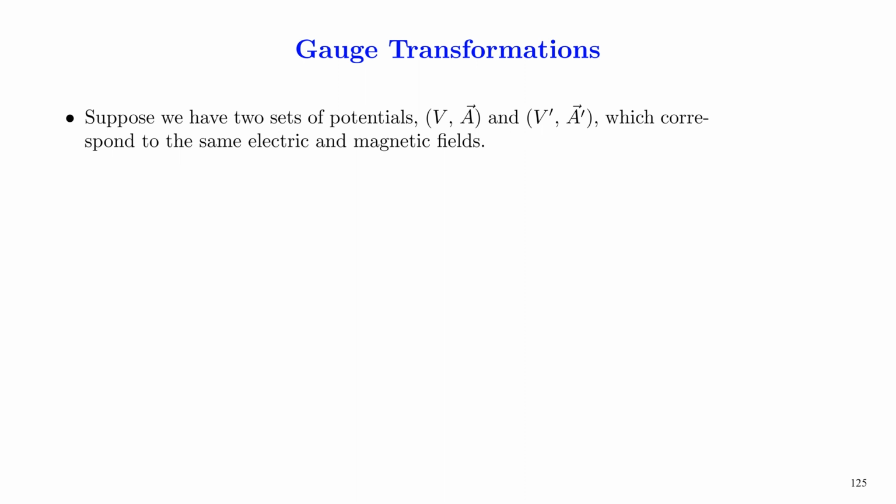Let's now discuss the gauge transformations for V and A. That is, if we have two potentials V and A, we shall try to find new potentials V prime and A prime, possibly a relation connecting them, which makes E and B invariant. That means that the sets V, A as well as V prime and A prime will correspond to the same electric and magnetic fields.